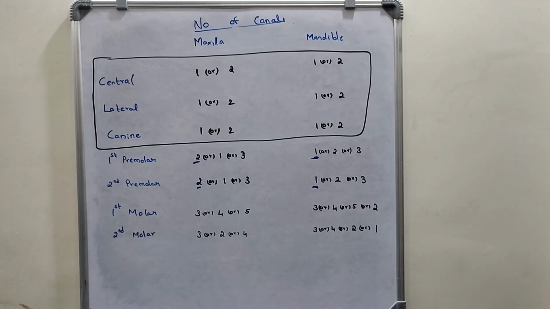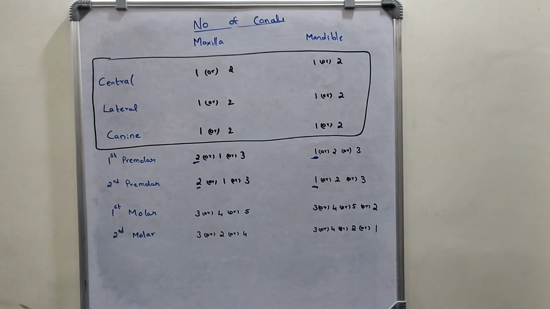So that's the most common case. There will be two canals in the uppers and one canal in the lower premolar. But the anatomical variations can be a single canal present in the uppers or three canals present in the uppers. And the same way, two canals present in the lowers or three canals present in the lowers. But the very commonly seen are two in the upper, one in the lower.